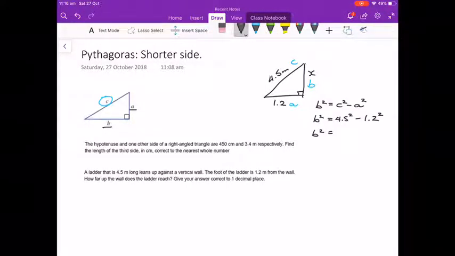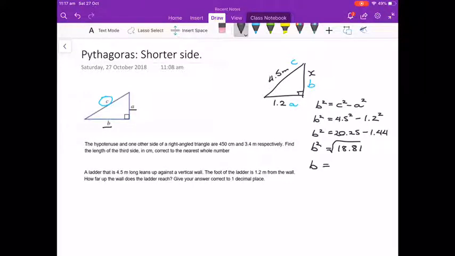We're then going to go through and identify those square numbers. 4.5 squared is 20.25 and 1.2 squared is 1.44. If I subtract those two numbers, the answer is 18.81. I then square root because I only want B. And the square root of 18.81 is 4.34 metres. To one decimal place is 4.3. And that is how you use Pythagoras to calculate the shorter side of a right angle triangle.